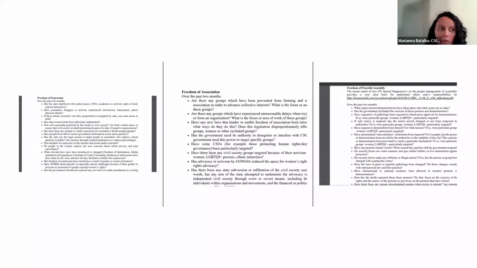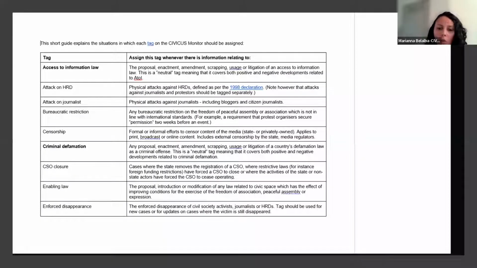Once we receive this information, we create what we call a tagging system. Researchers, Arti, Deborah, and every regional researcher in our team will read the report and then basically say, if there has been an attack on human rights defenders, they will just tag it attack on human rights defenders. And all of this information you can actually disaggregate, as Deborah explained in the explore section of our site.